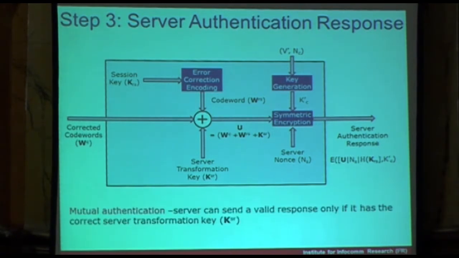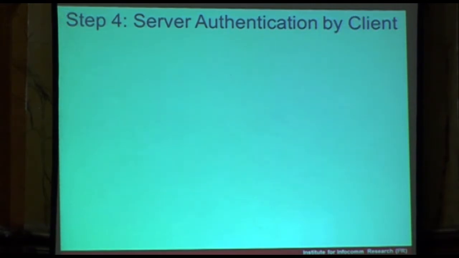So how this protocol achieves mutual authentication is because the server which has the server transformation key corresponding to this particular client, only that server can generate a valid response. Without knowing the server transformation key, it is not possible to generate a valid response. So that authenticates the server to the client.